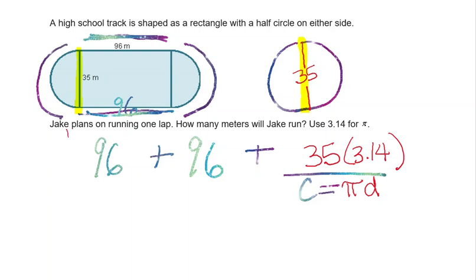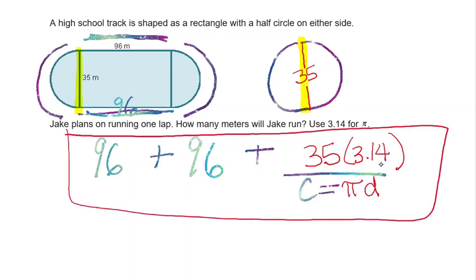And that would give me, if I added all this up, I'm going to multiply first to find my circumference here. Then I'm going to add 96 twice to represent the 2 distances that are straight. Then I would find the meters of 1 lap. So you have to be careful if he's doing more than 1 lap, you would have to multiply your final answer by the number of laps he's running. But 96 plus 96 plus the circumference of the circle, pi times diameter, would give me the distance he runs for 1 lap.